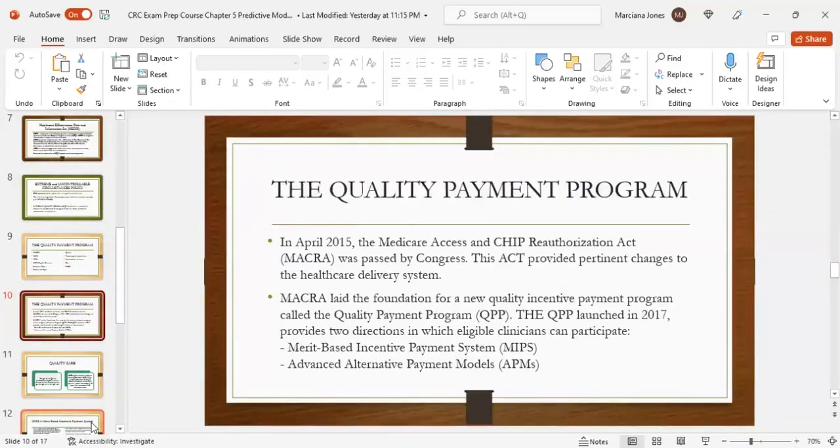The QPP launched in 2017, and it provides two directions in which eligible clinicians can participate. They can participate and get paid on a Merit-based Incentive Payment System, which is MIPS, or an Advanced Alternative Payment Model, which is an APM. Those are the two programs they can participate in regarding receiving a quality payment bonus.